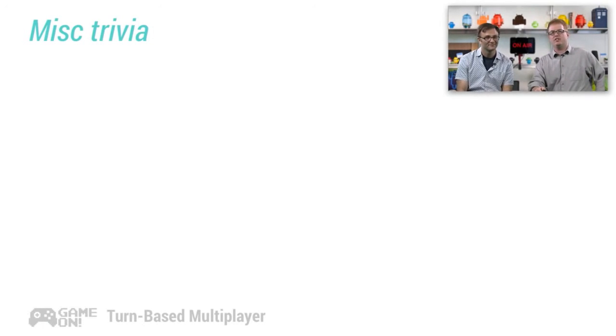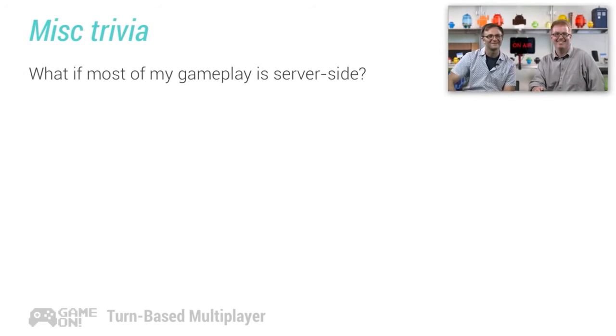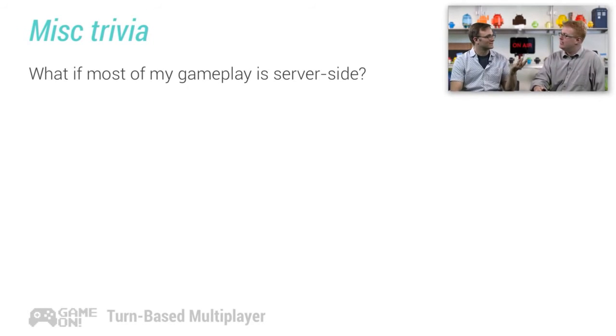So I have a Q&A section where I've given you some cues so you won't stump me. Here you go. All right. What happens if most of my gameplay is server-side? Actually, this is a very common case. We've seen a lot of game developers that already run most of their logic on the server, because they want to make sure it's fair and they don't always trust the clients and that sort of thing. So can I still take advantage of this stuff?